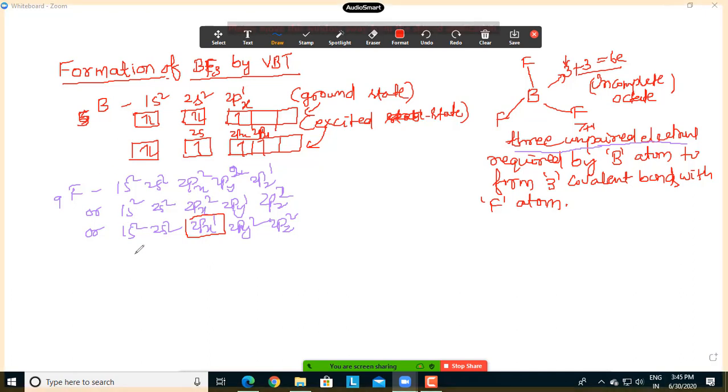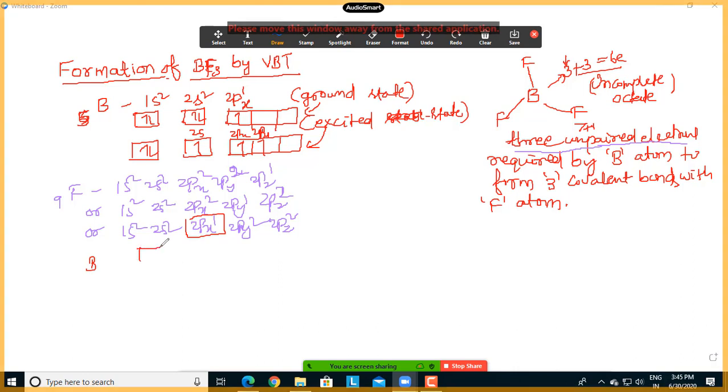So boron we can write again. This is boron. How is bond formed? We can have two diagrams. One is box diagram, another is orbital diagram. So we are doing box diagram.